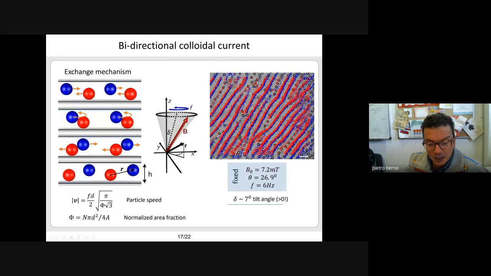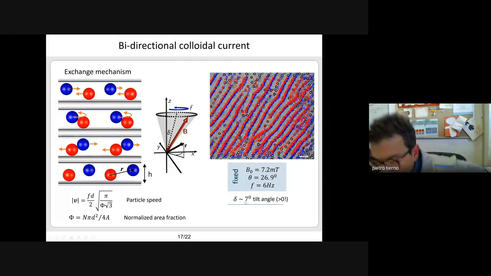Then we have the square root, and it is inversely proportional to the packing fraction, which gives the distance between the particles themselves, where we normalize the packing fraction as the number of particles within the observation area, d squared, where d is the diameter of the colloids, divided by 4A. A is the total observation area. And as you can see, you need a really small tilt angle. Now we are talking about 7 degrees experimentally.